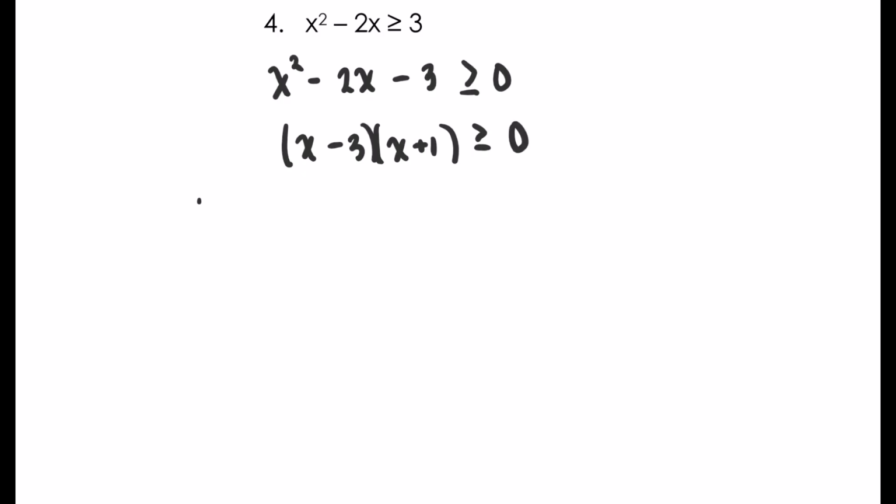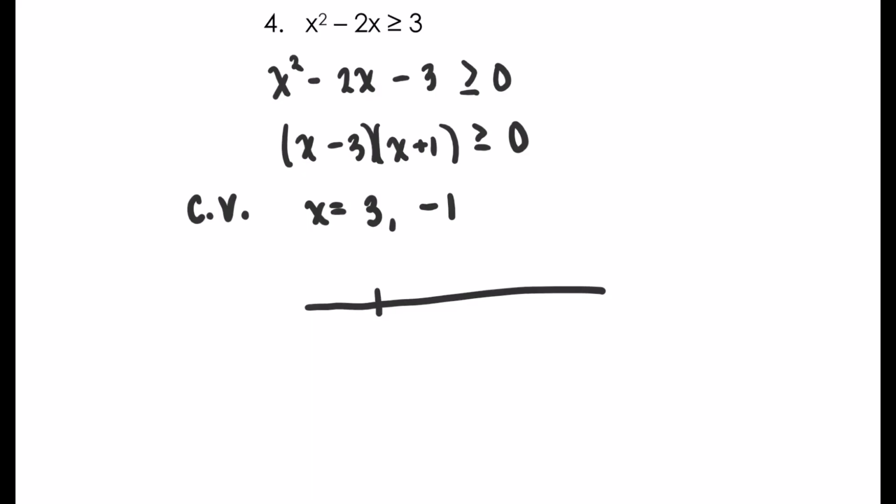Now, find your critical values. My critical values are going to be x is equal to 3 and x is equal to -1. Now I'm going to test my intervals. So I've got -1 here and I've got 3 here. All right, so in my mind, the first number I'm going to test is let x equal -2.